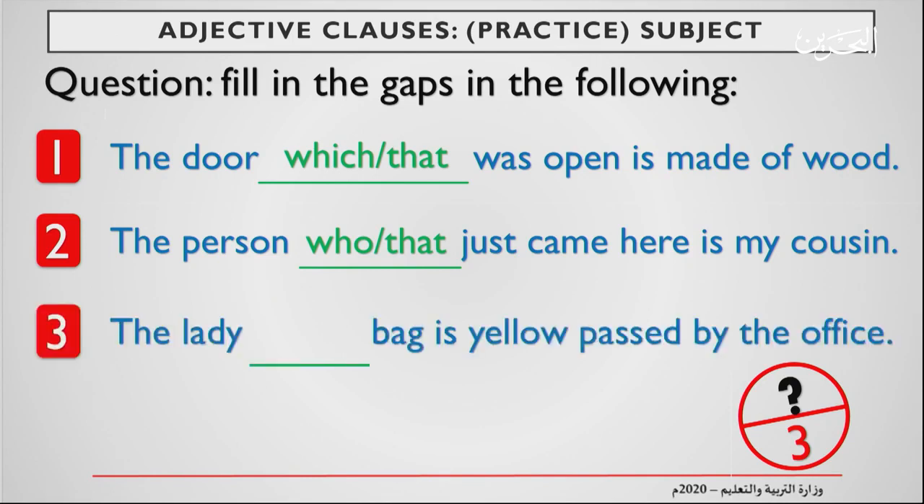All right, let's jump to the 3rd example. The lady (gap) bag is yellow passed by the office. Use a relative pronoun. 5 seconds. Okay, let's check the answer. The answer is whose. The lady whose bag. This is possession. Whose bag is yellow passed by the office. Now give yourself a mark of 3 and let's carry on.